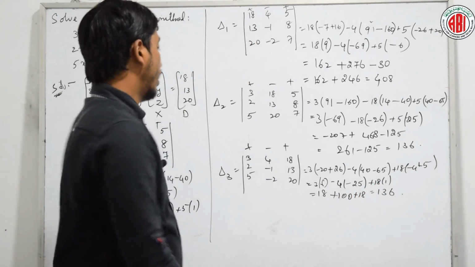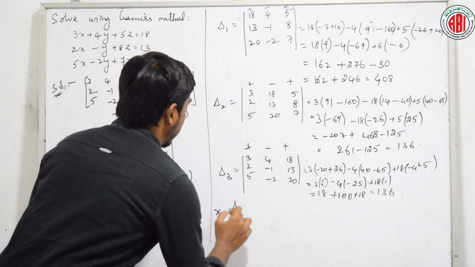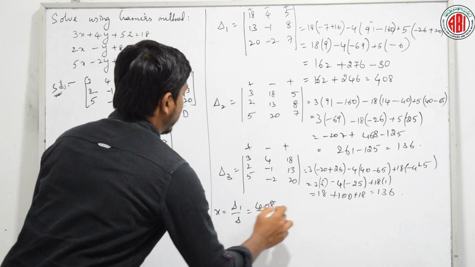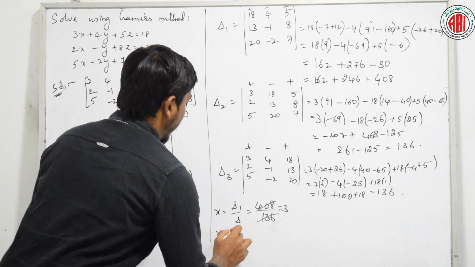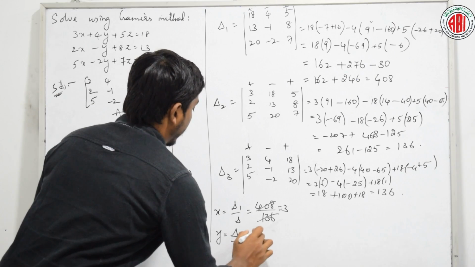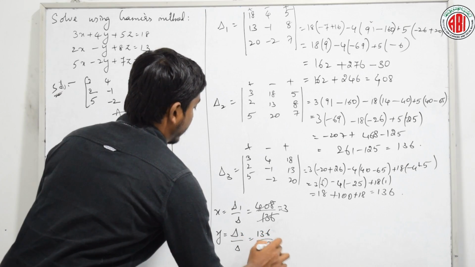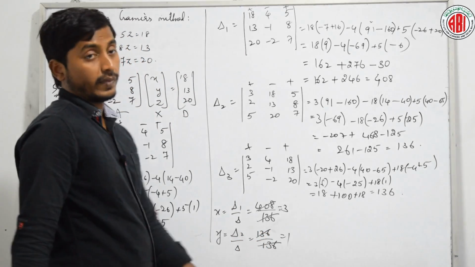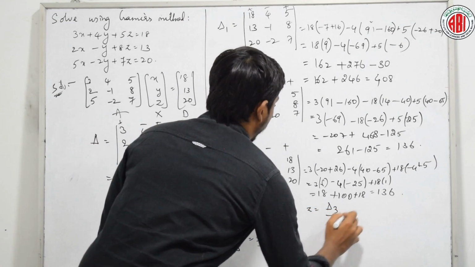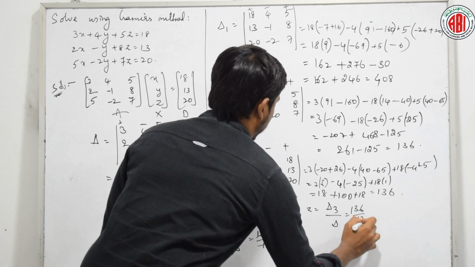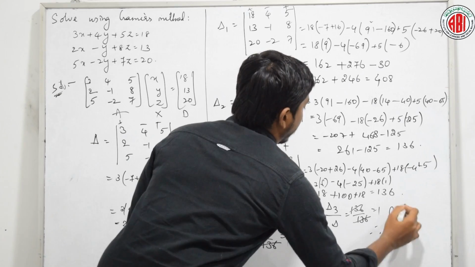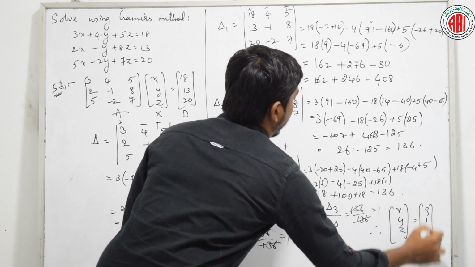Is it clear? Now tell me, what is x? Delta 1 by delta, that is 408 by 136, that is 3. What is y? Delta 2 by delta, that is 136 by 136, which is 1. Is it right? What about z? Z is also delta 3 by delta, that is 136 by 136, that is again 1. Therefore, my x, y, z is 3, 1, 1.